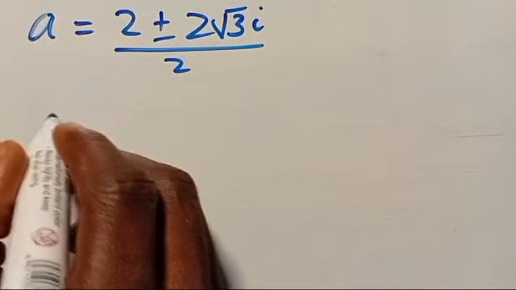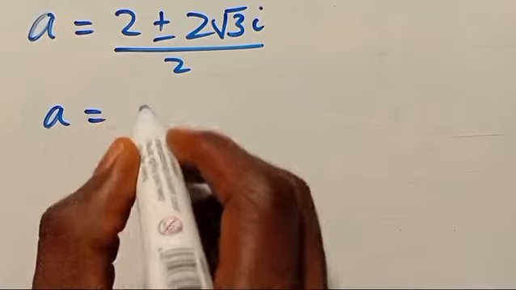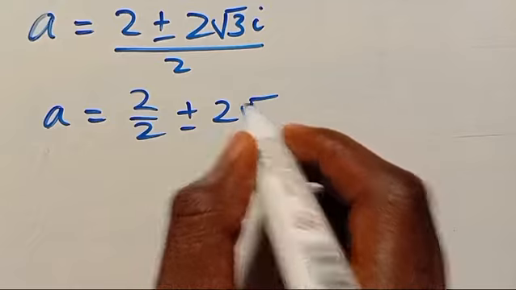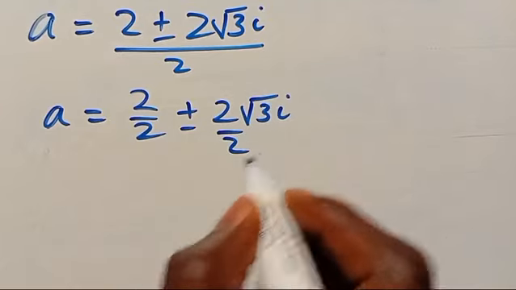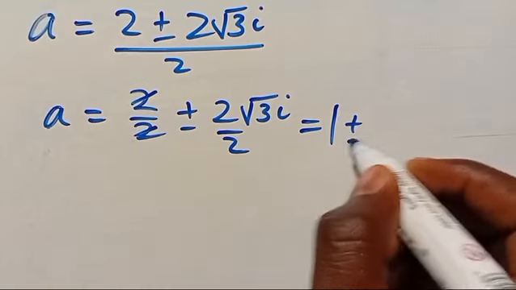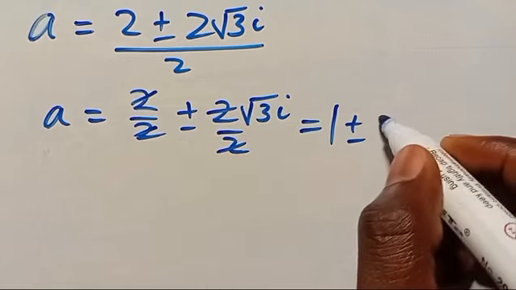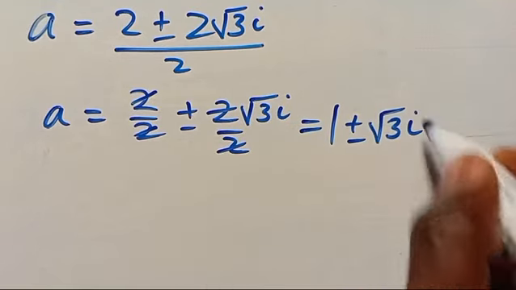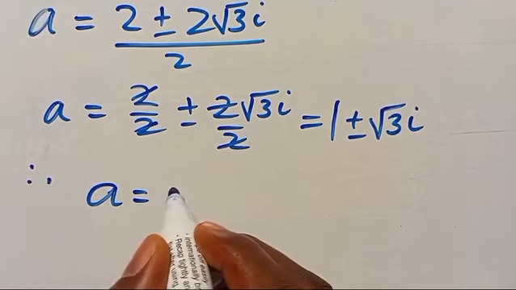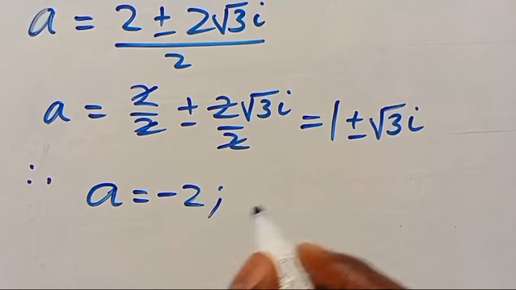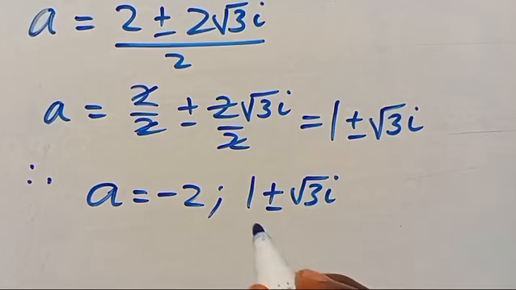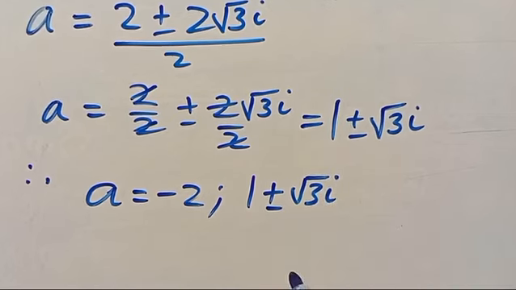So from here, let's divide through by 2. 2 divided by 2, positive or negative, 2 multiplied by root 3i also divided by 2. When this is divided by this, it will give us 1, positive or negative. When this is divided by this, it will be 1 times root 3i, which gives us root 3i. So therefore, we have a equals minus 2 and 1 positive or negative root 3i. These are our complex solutions.